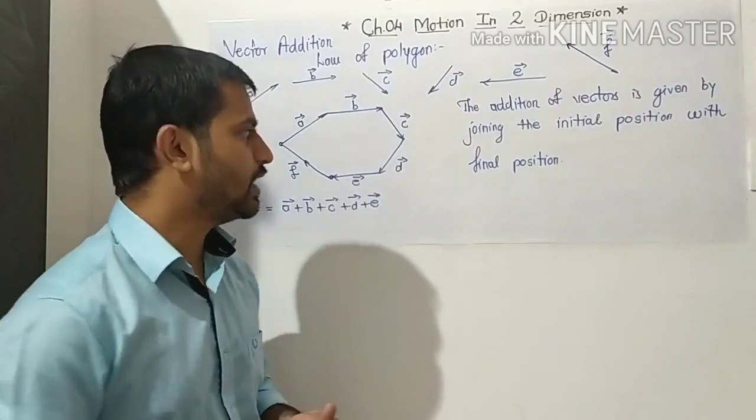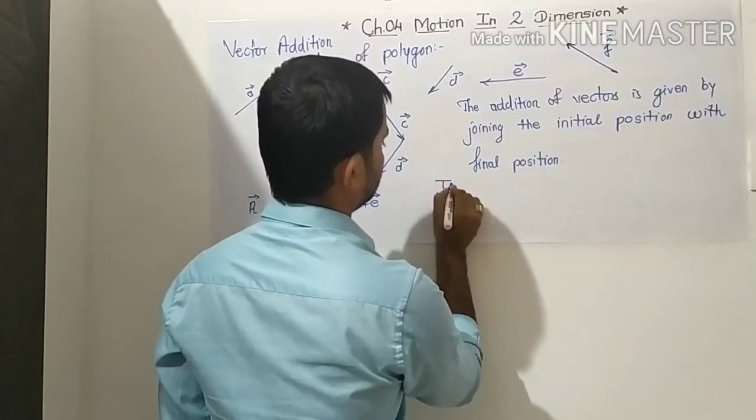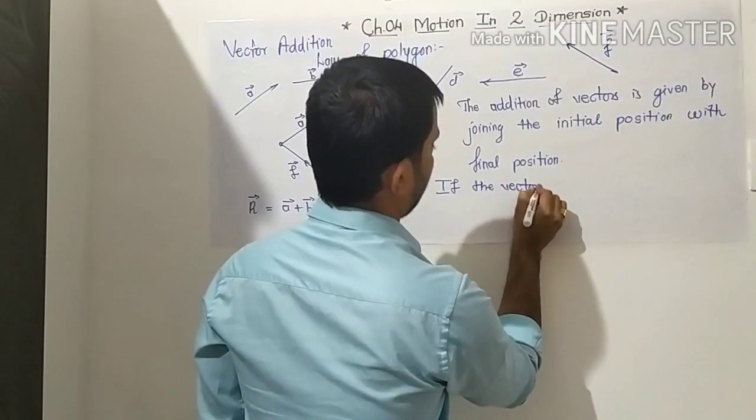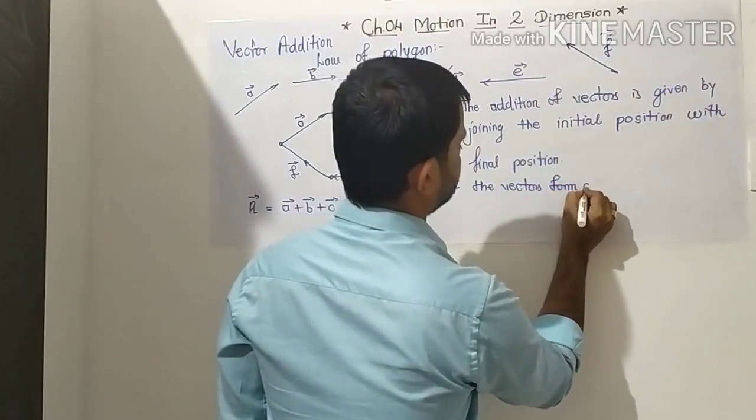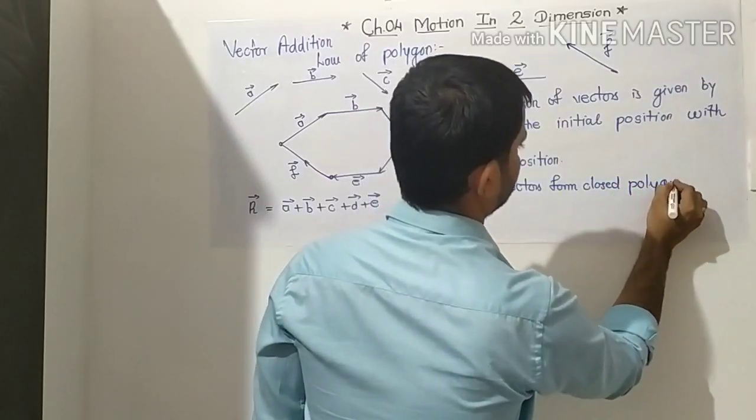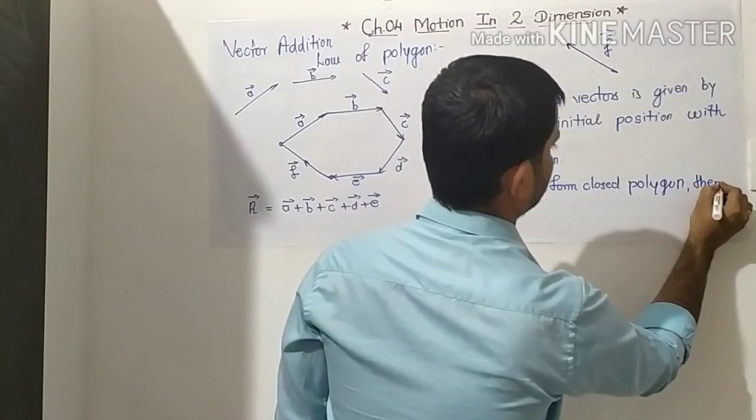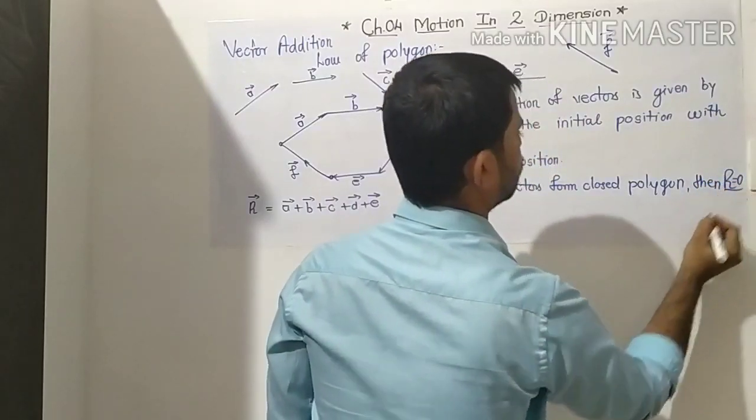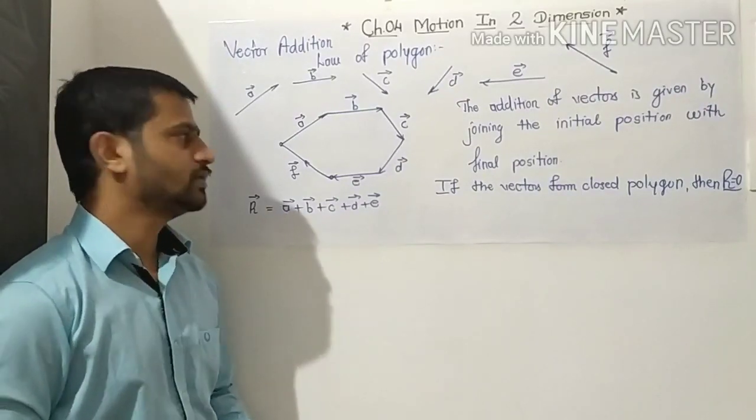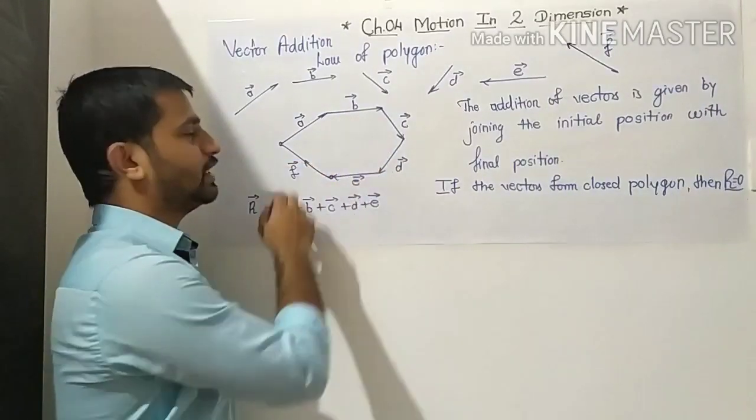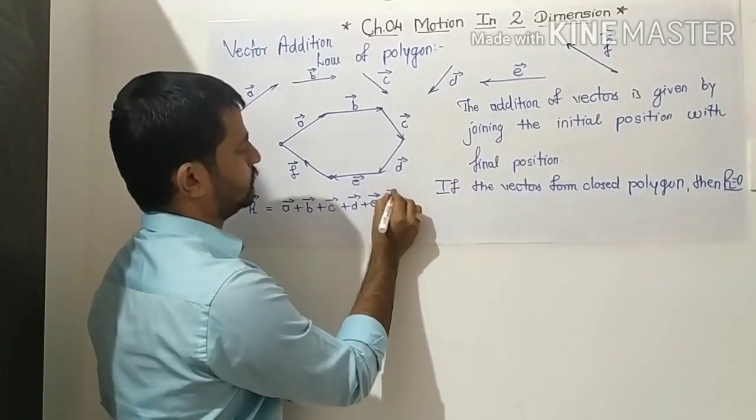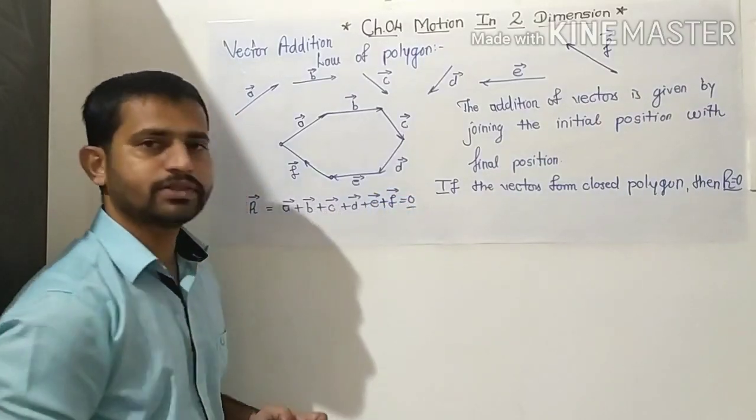Okay, so write down this, that if the vectors form a closed polygon, then R equal to 0. Okay, then resultant R equal to 0, because if we add all these vectors, we will get the value R is equal to 0. Okay, this value becomes 0.